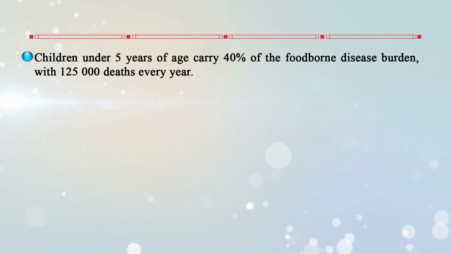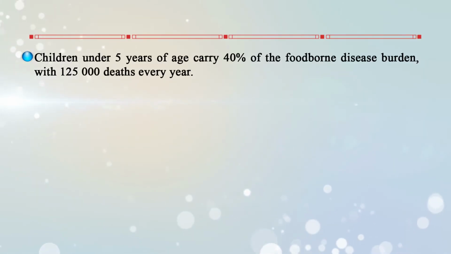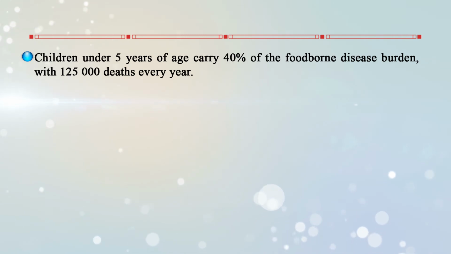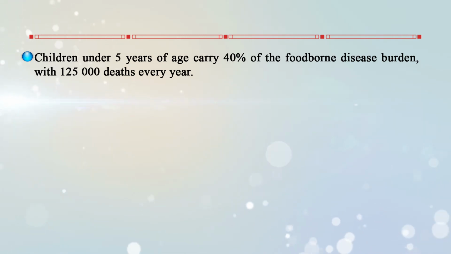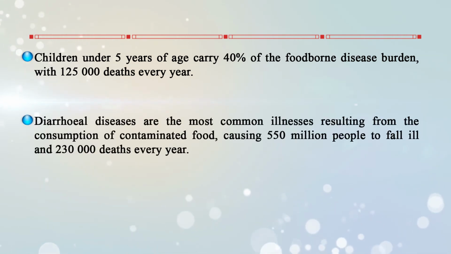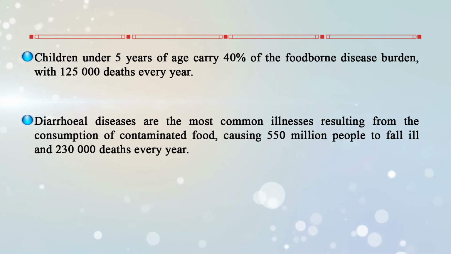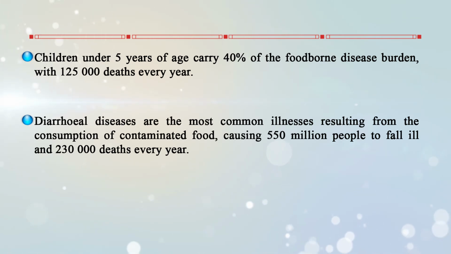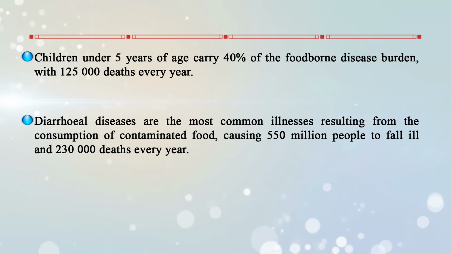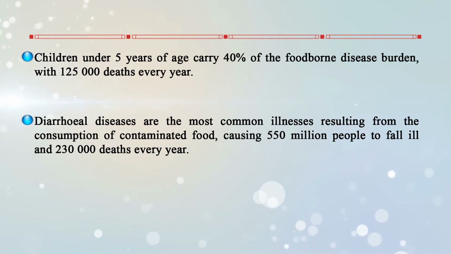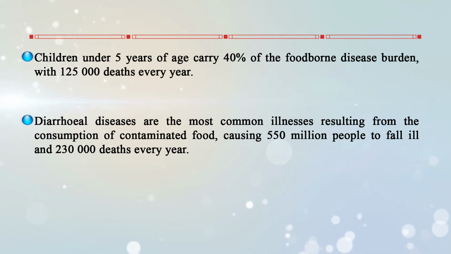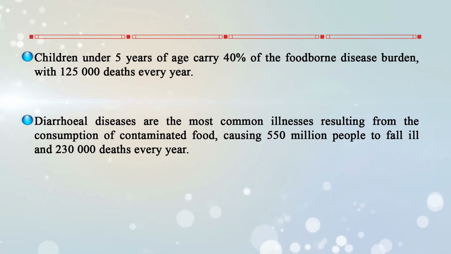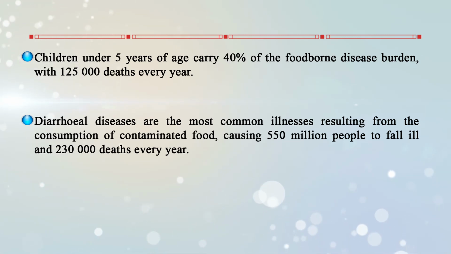Children under 5 years of age carry 40% of the foodborne disease burden, and this causes lakhs and lakhs of deaths every year. In most cases, diarrheal diseases are the most common illness, and they result from the consumption of contaminated food, and it can cause 550 million people to fall ill and more than 2 lakh deaths every year. So, this is an alarming number that is reported.